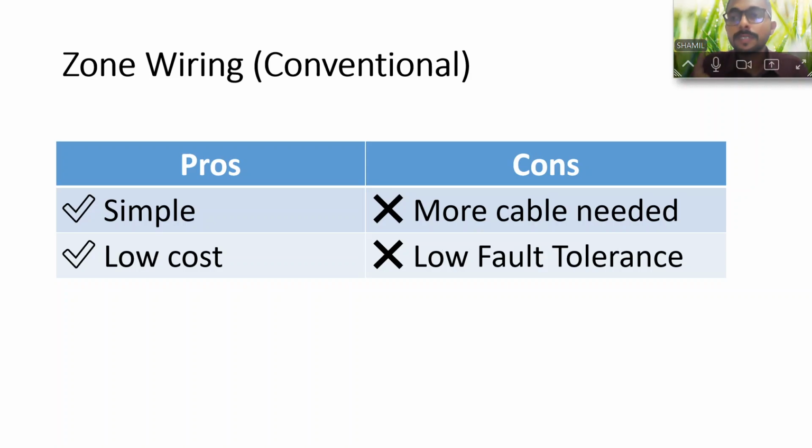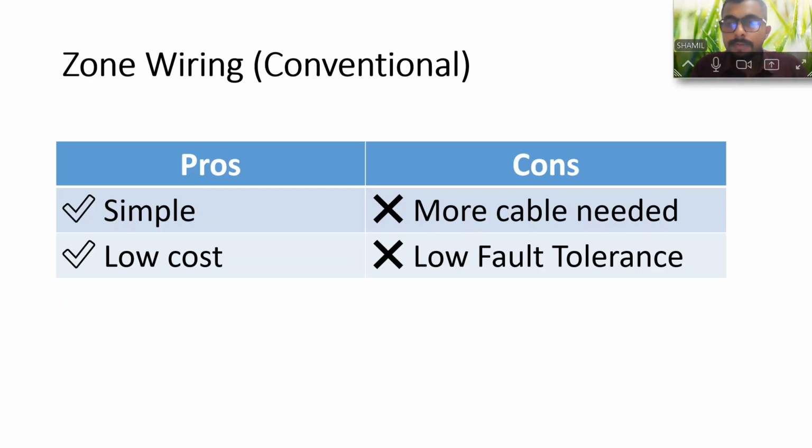So that is one disadvantage. You need more cable. The second disadvantage is that this conventional wiring, that is the zone wiring, has less fault tolerance. Now, what do you mean by less fault tolerance? To explain less fault tolerance, there is a separate section within this video where we are going to discuss in detail. So we'll postpone the discussion on that to that slide.